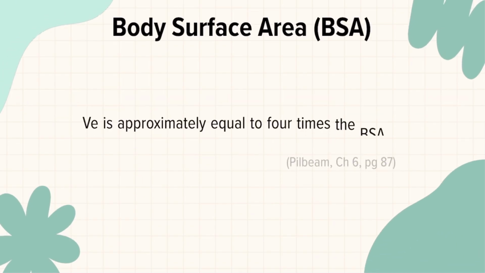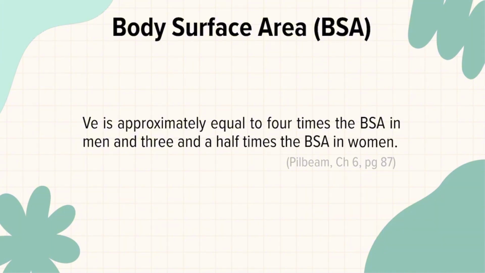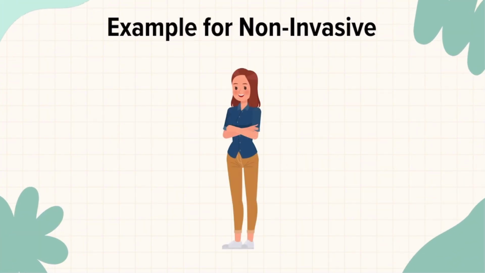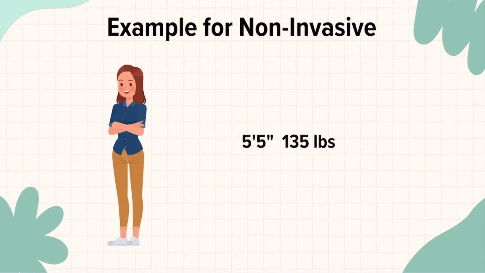According to Pilbeam, minute ventilation is approximately equal to 4 times the BSA in men and 3.5 times the BSA in women. Knowing the BSA will allow you to have a targeted minute ventilation based on the patient's metabolic needs for non-invasive or invasive mechanical ventilation. Take this situation for example. Jane Doe is 5'5", weighing 135 pounds, and is indicated for non-invasive.